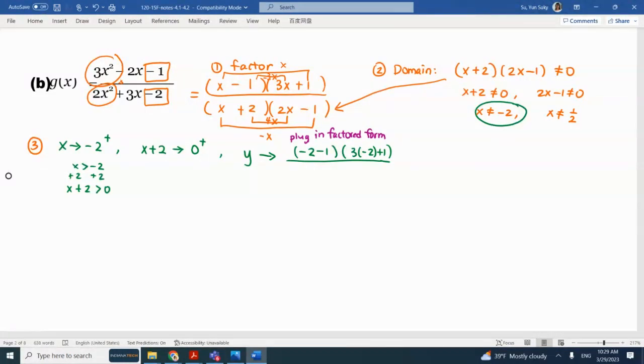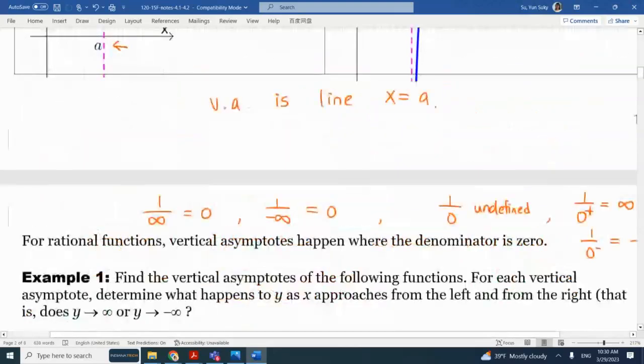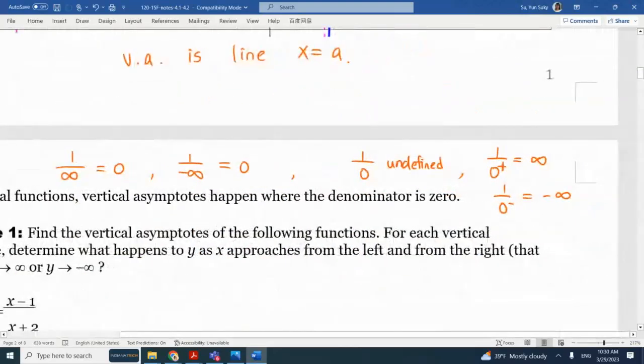Do you see when you plug in x is -2, plus 2 is 0. But you don't just write down the 0. You write down 0 plus. This is so important. You don't want to write a 0 because 1 over 0 is not defined. Okay? X is not equal to -2. X is approaching -2 from the right. So 0, 0 plus, or 0 minus, it makes a big difference. Okay?